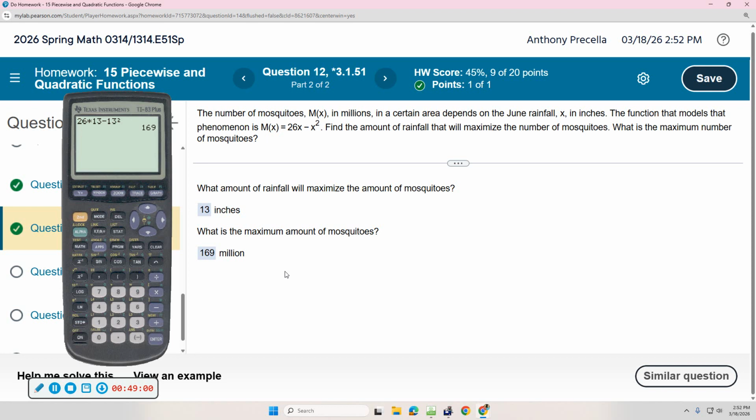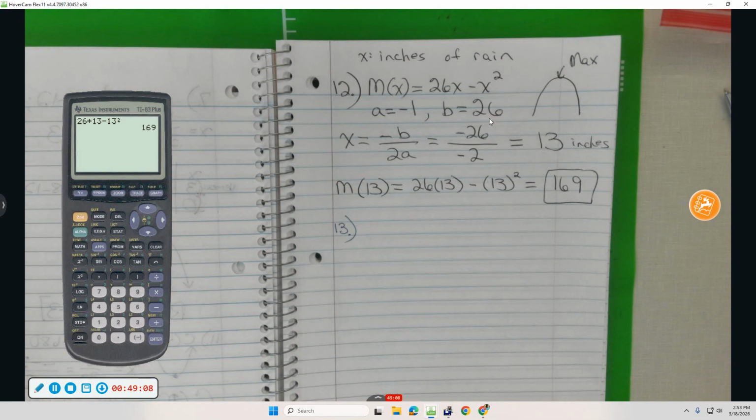So, any questions there? Look at what we did. We first of all analyzed the function and realized that we had to be careful selecting the values of A and B. We determined that there would be a maximum and that would occur at the vertex. We used our vertex axis formula to find the X value of the vertex, and then we plugged in that X value to find the value of the function.